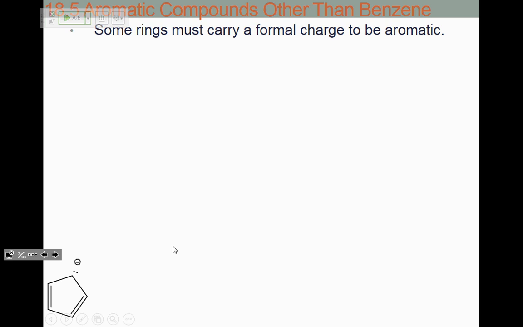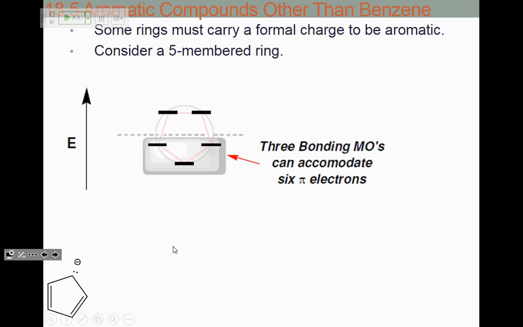Also, some rings can be aromatic when they carry a formal charge. If we take this five-membered ring with a negative charge, remember that our lone pair can be in an unhybridized p orbital, so that means that we do have a fully conjugated system.